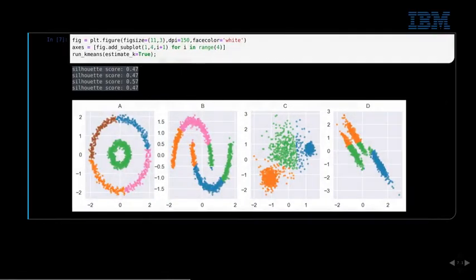The k-means algorithm is very fast and has a large number of use cases, but as we can see, it does not work well for all of these datasets. Considering how simple the algorithm is, though, it performs rather well.